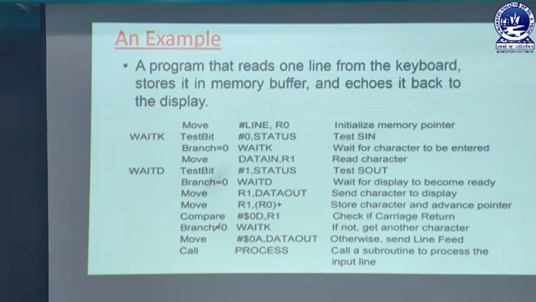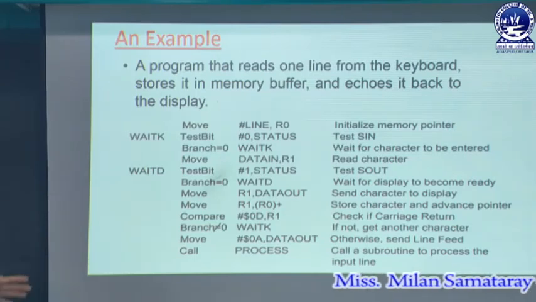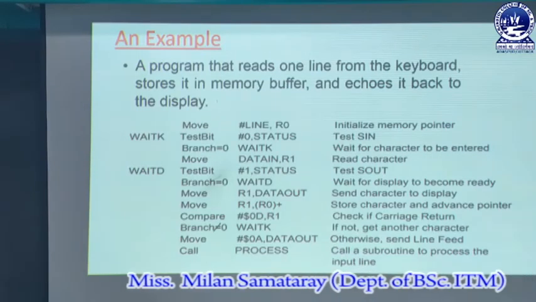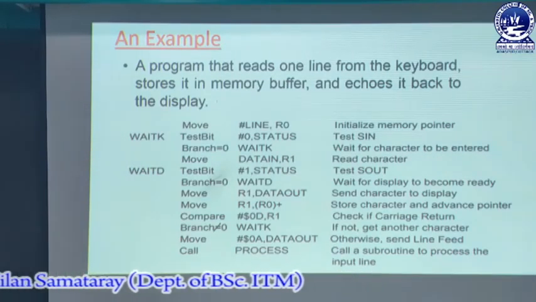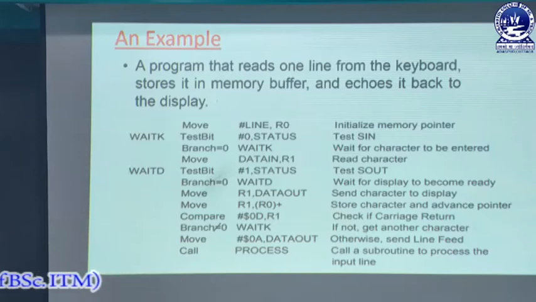So from the R1 we have to move that to the data out register, because the data out register is attached with the output device. That means by moving the content of R1 to the data out register, we are sending the character to the display unit. Then move the R1 and then the R0 value will be updated.